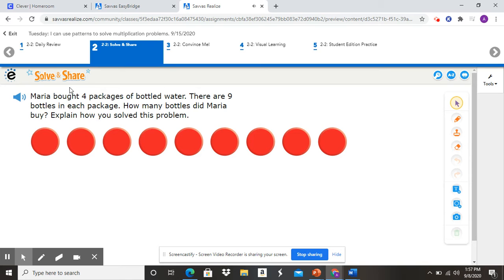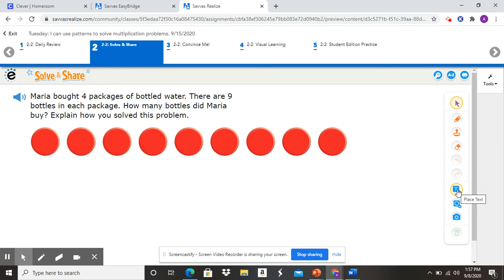Okay, now it looks like to me that they have set up for you to continue an array. But that's something that takes a really long time to do because you just have one row of 9 and you have to complete 4 rows of 9. So that could take you a really long time. So what I'm going to show you in this solve and share is another way that you can look at 9s and their patterns, okay?